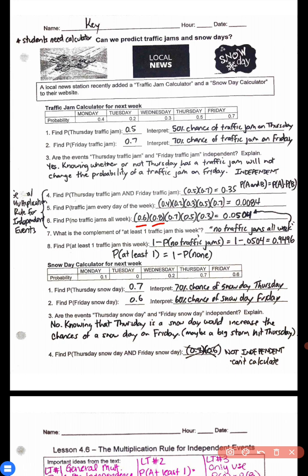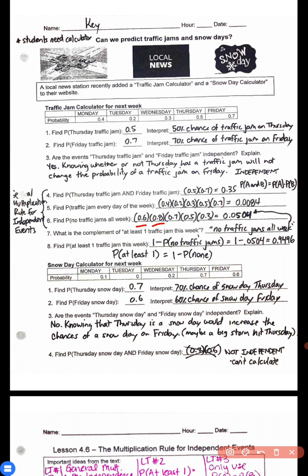Okay? Well, think about question 8. How would I find the probability that there was at least one traffic jam this week? Well, when I say at least one, that means there could have been one traffic jam, there could have been 2, there could have been 3, 4, or 5. That sounds like it would take me forever to calculate. And it does, unless you think of a shortcut.